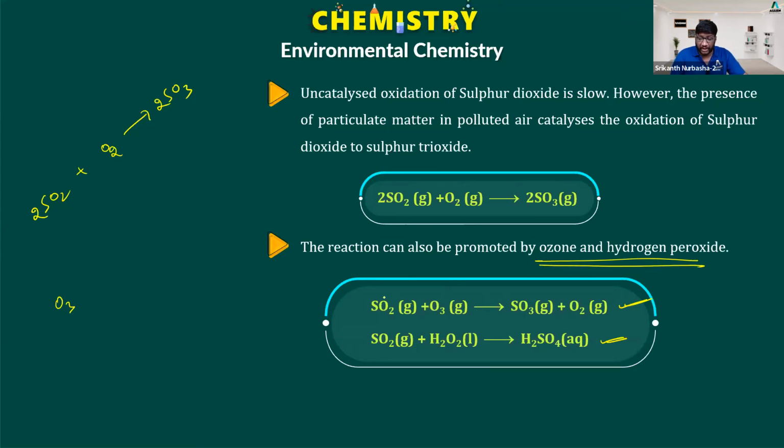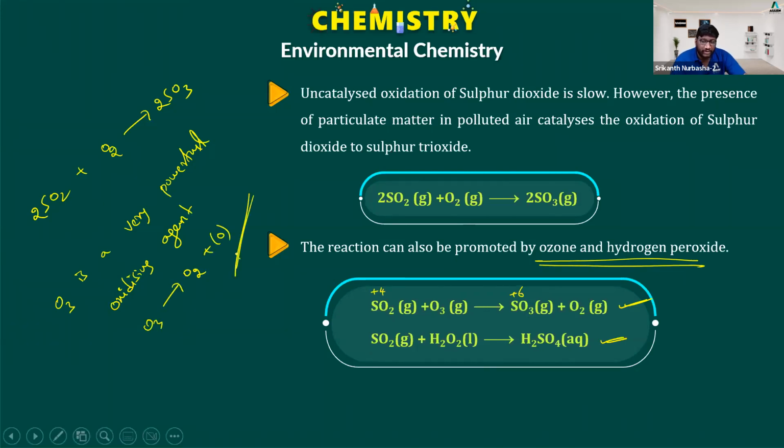O3 is trying to oxidize sulfur dioxide to sulfur trioxide. Sulfur dioxide, sulfur is in +4 state, trioxide in the +6 state. So O3 is oxidizing SO2, which means O3 is a very powerful oxidizing agent, as O3 will be giving rise to O2 plus nascent oxygen. That nascent oxygen will be reacting with SO2 to form SO3.